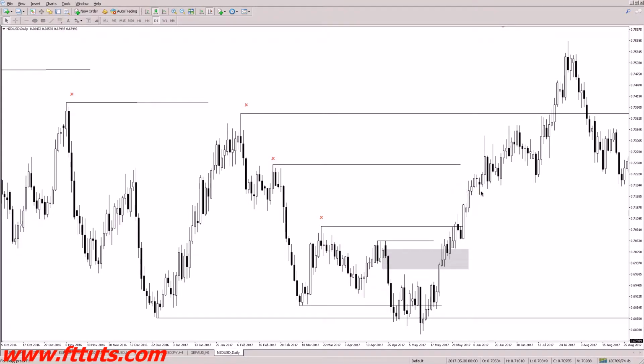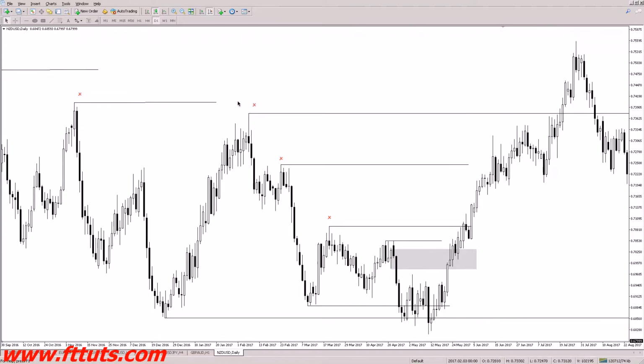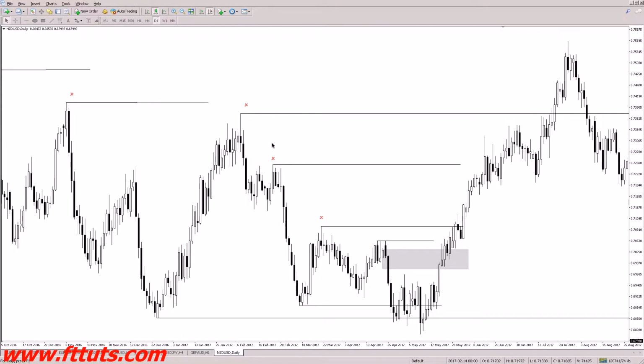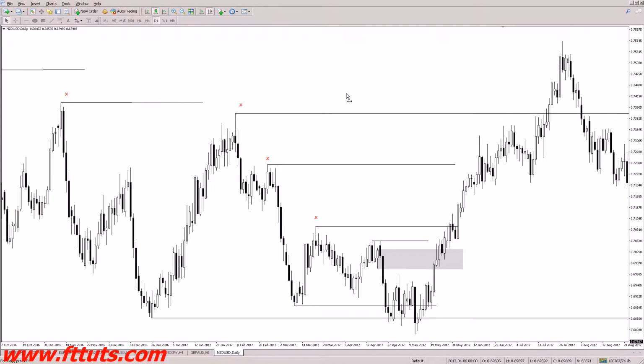Okay, so I want you guys to understand this and just study. This is where the liquidity lies in the market. This is where you want to be targeting. All right, and that's the first concept of liquidity that I want you guys to understand. All right, that's the first one.